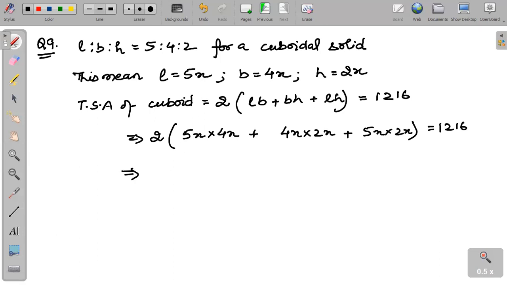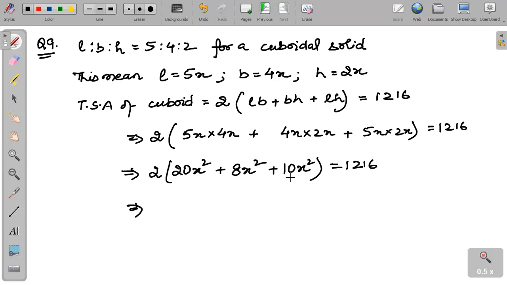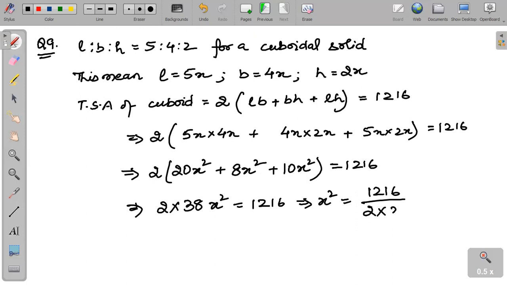This means 2 into 20x square plus 8x square plus 10x square is equal to 1216. This makes it 28 plus 10, 38, into 2, 76. But 2 into 38 we will write, into x square is 1216. That implies x square is equal to 1216 divided by 2 into 38.